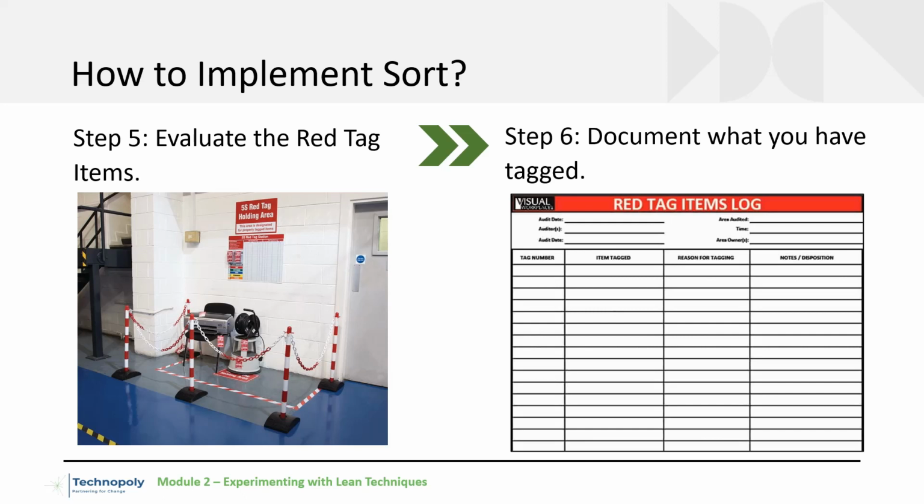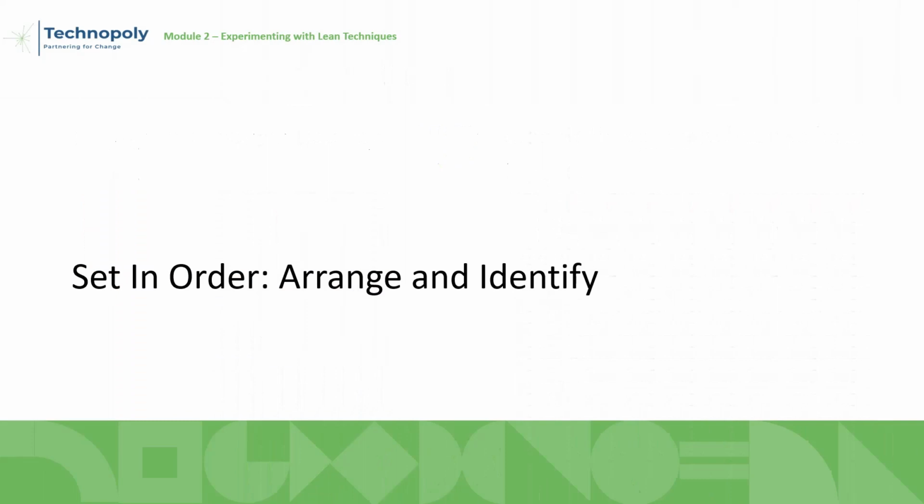Finally, document what you have tagged. The red tag register highlights key information from the red tag in order to locate it and to track the company assets. The second S is set in order.